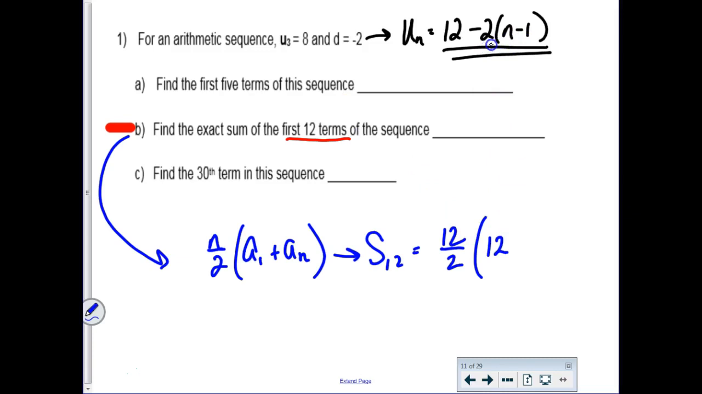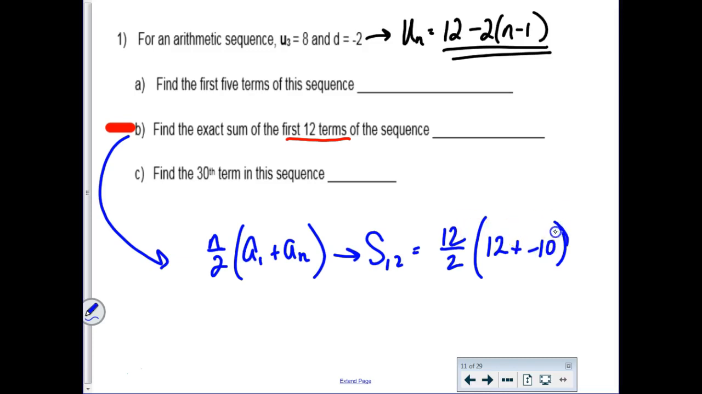What's 12 minus 2 times 11? It's Monday. It's something negative. I just want to know what the 12th term is, because if you want to use this formula, you need the ending term. So what's 12 minus 2 times 11? Negative 10. I probably could have done that in my head.